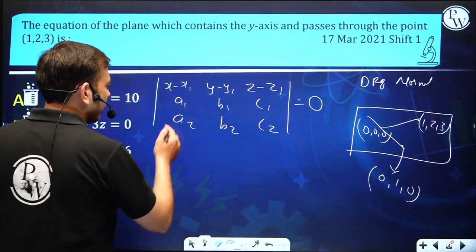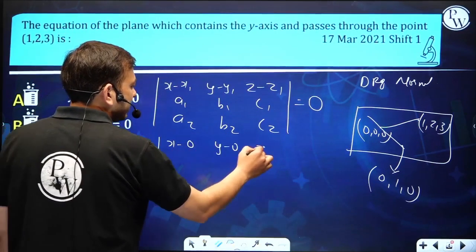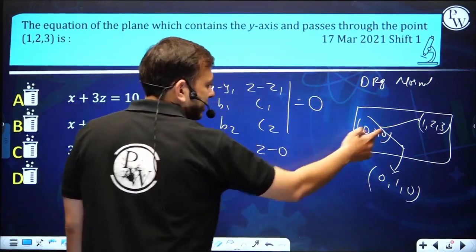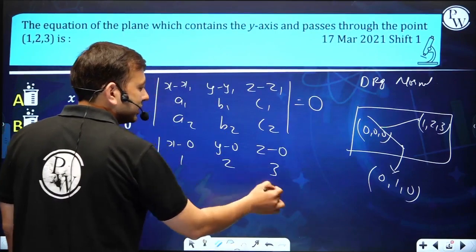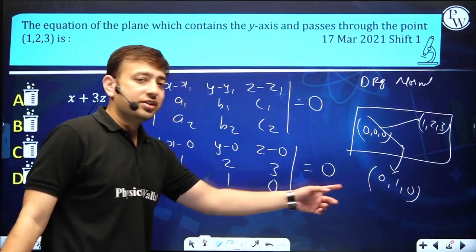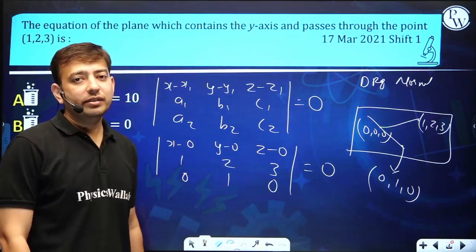So what we can do is x minus 0, y minus 0, z minus 0, then a1, b1, c1. The direction ratio will be 1, 2, 3. Another one will be 0, 1, 0. These are the direction ratios of two different lines, and one passing point.